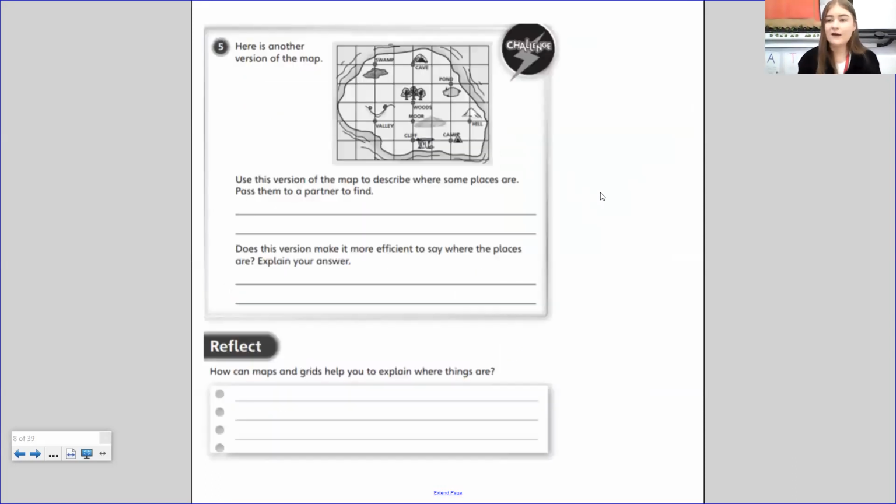And then for your final page of work, you've got another one, like with the challenge for the Think Together, you've got a grid. So use this map to describe where some places are, and then ask somebody in your house to see if they can find where you are describing, okay? And then just explain for me whether you think this map with the squares is easier or harder. And then finally, in the reflect, in your own words to show your own learning, just describe for me and explain how maps and grids can help us find where things are.